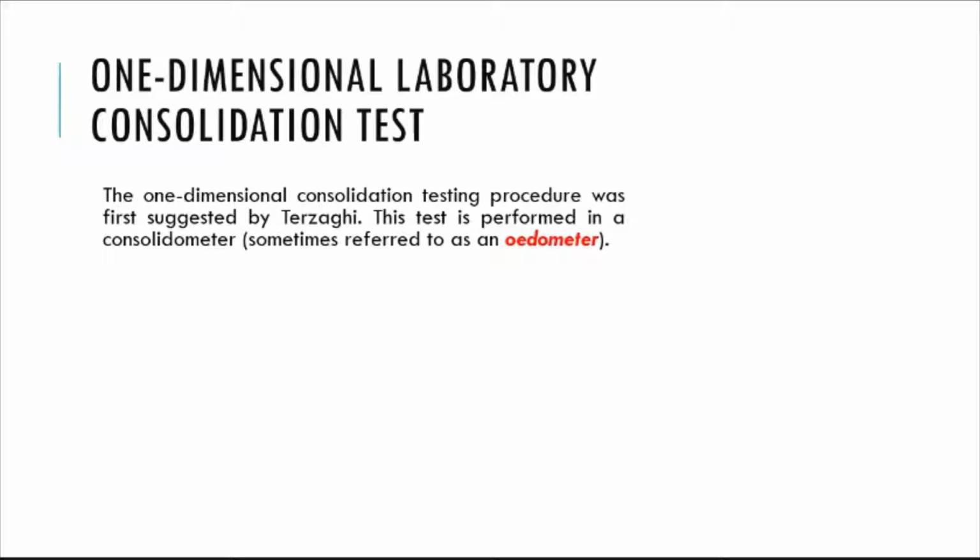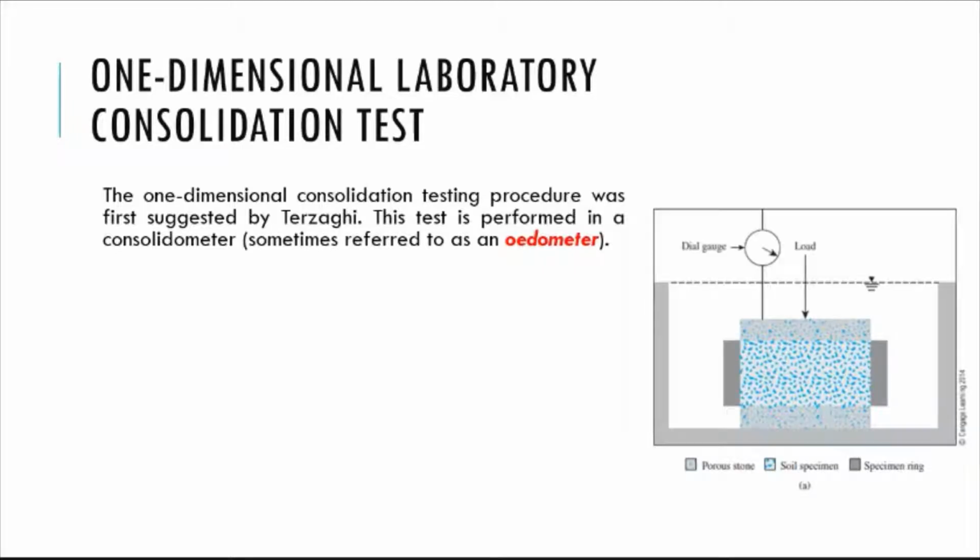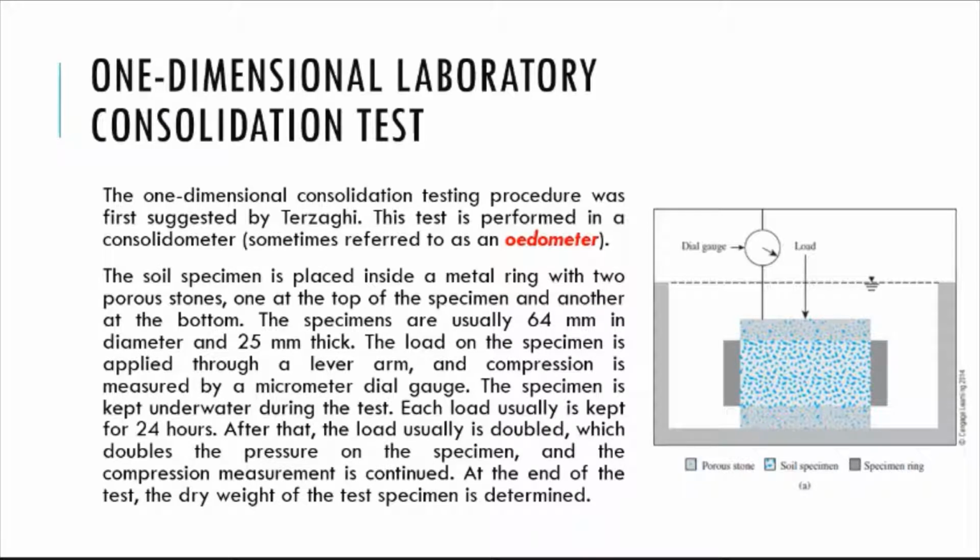So the one-dimensional consolidation testing procedure was first suggested by Karl Terzaghi, and this test is performed in a consolidometer, or usually referred to as an odometer. So this is an example of an odometer, and the soil specimen is placed inside a metal ring with porous stones, one at the top and another at the bottom. The specimens are usually 64 mm in diameter and 25 millimeters thick.